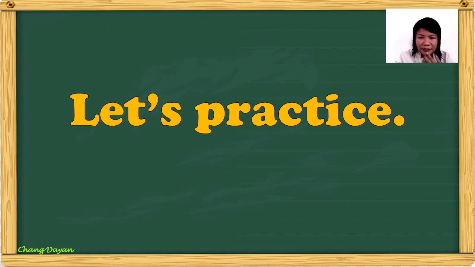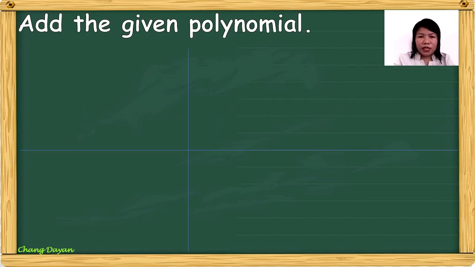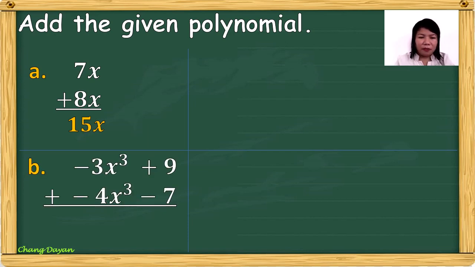Now, let us have a practice. Let us add the given polynomial. Letter A, 7x plus 8x. We'll have 7 plus 8 will get 15x. Letter B, we'll have here binomial. Negative 3x cubed plus 9 added to negative 4x cubed minus 7. We'll get negative 7x cubed. 9 minus 7, you have positive 2. Therefore, we'll have here negative 7x cubed plus 2.